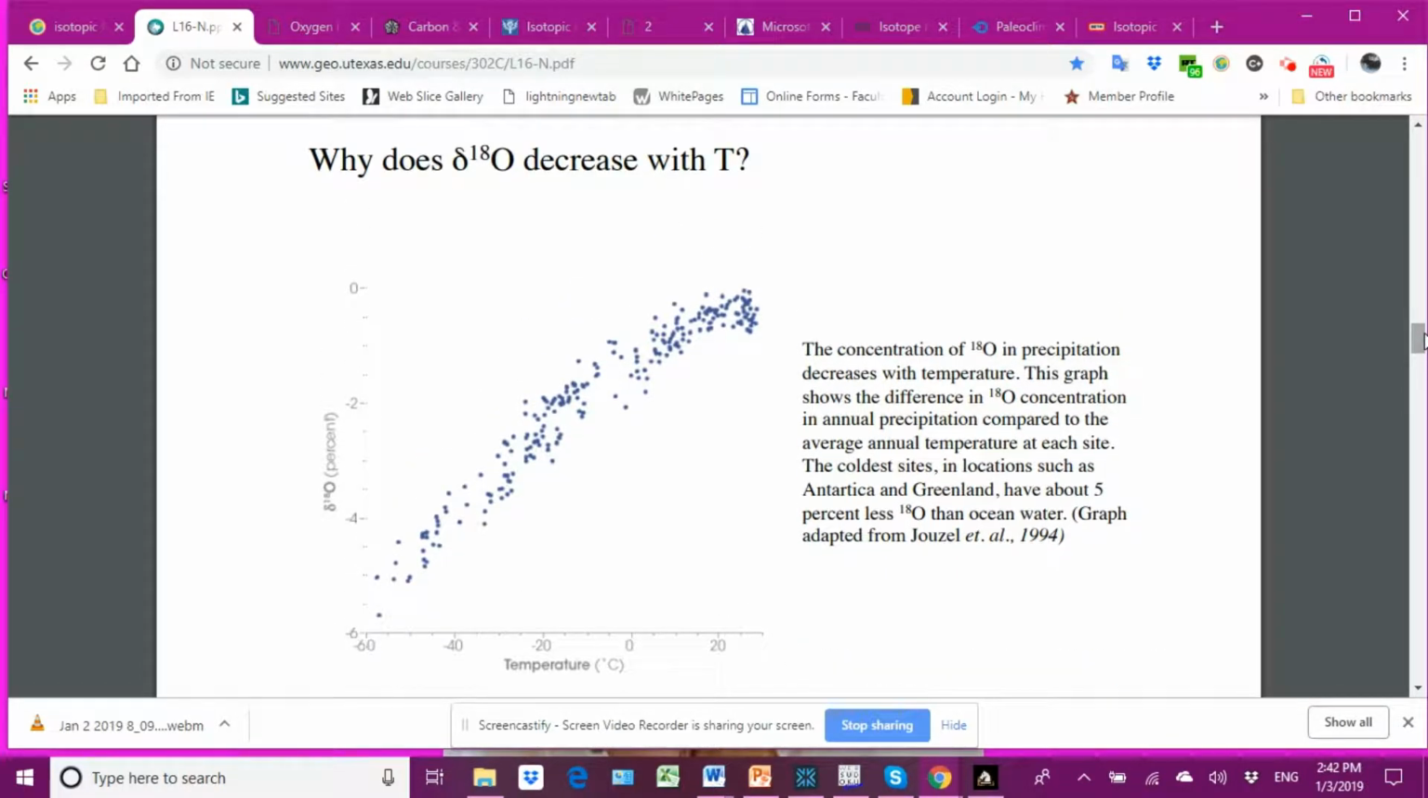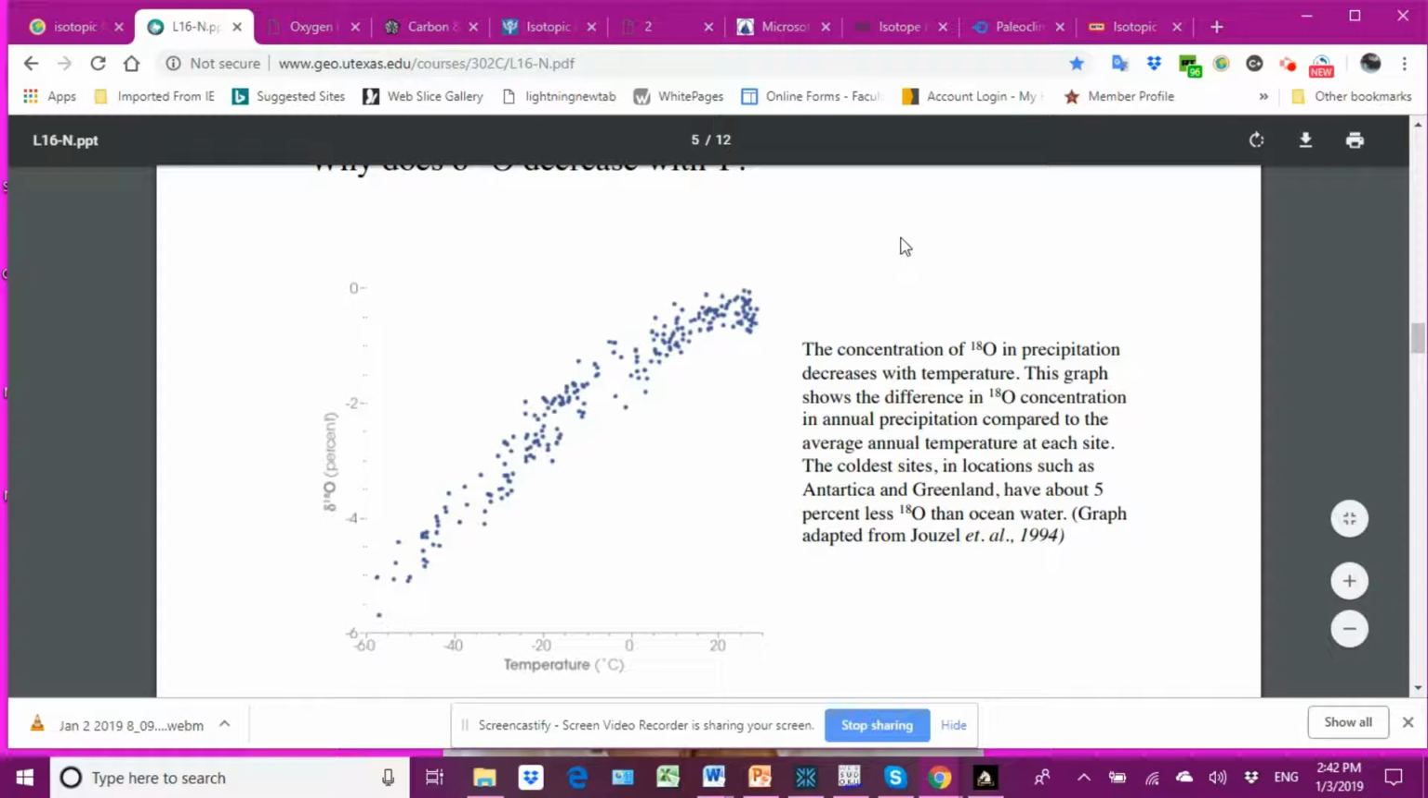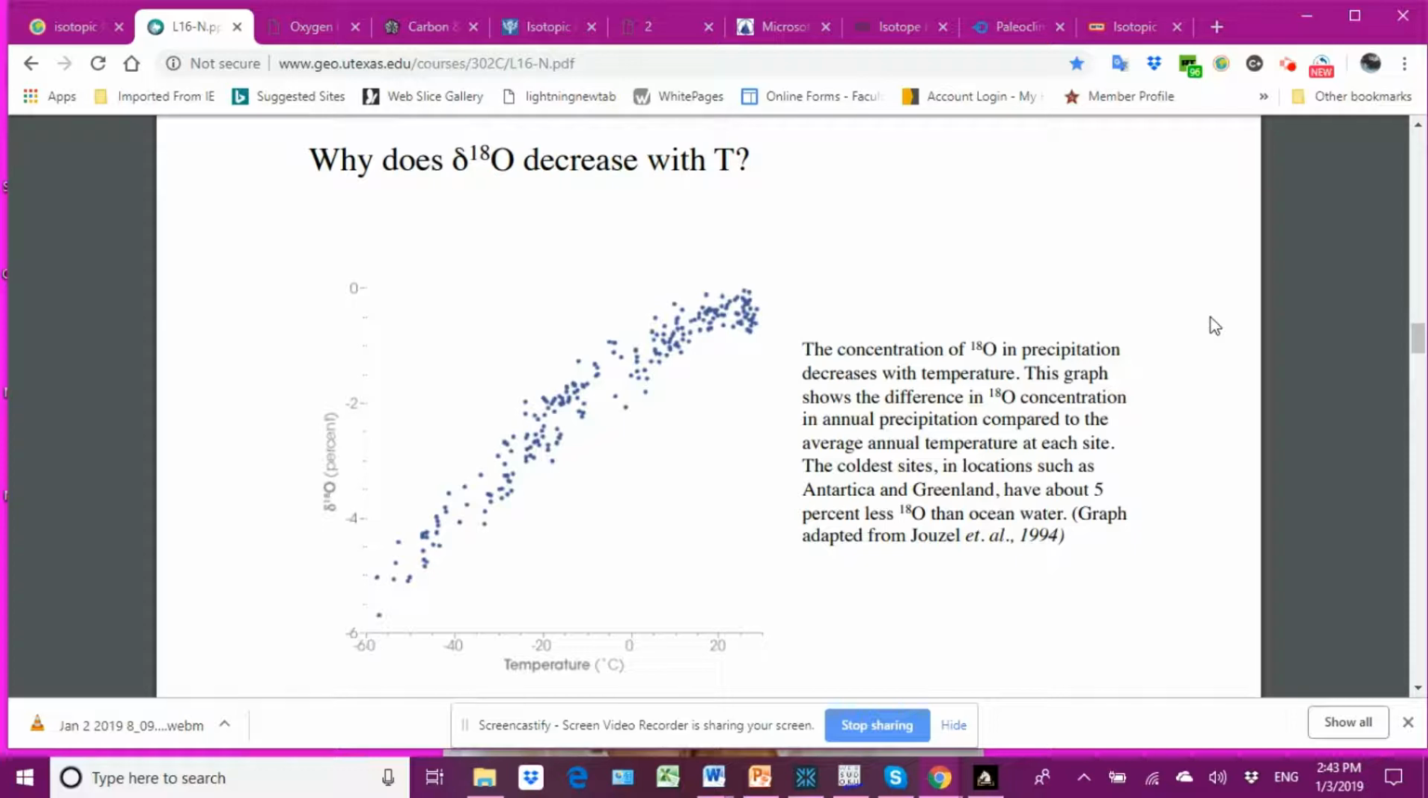This is a very important graph. This is like a temperature scale. The concentration of 18O in precipitation decreases with temperature. In other words, the colder it gets, the less 18O we find. The graph shows the difference. Remember, delta 18O is a difference calculation. It shows the difference in concentration in annual precipitation compared to the average annual temperature at each site. The coldest sites in locations such as Antarctica and Greenland, polar regions, have about 5% less 18O than ocean waters.